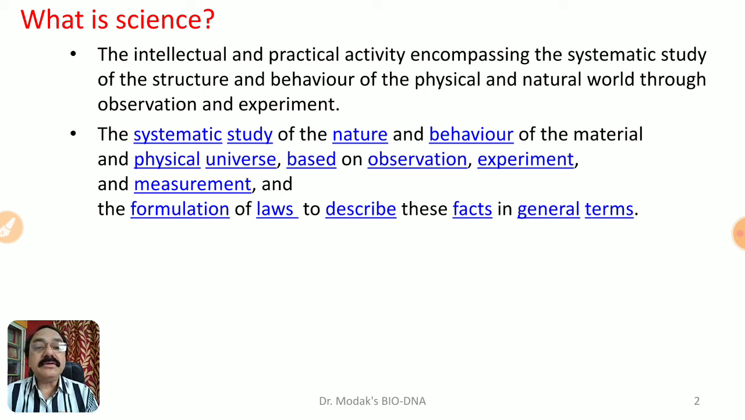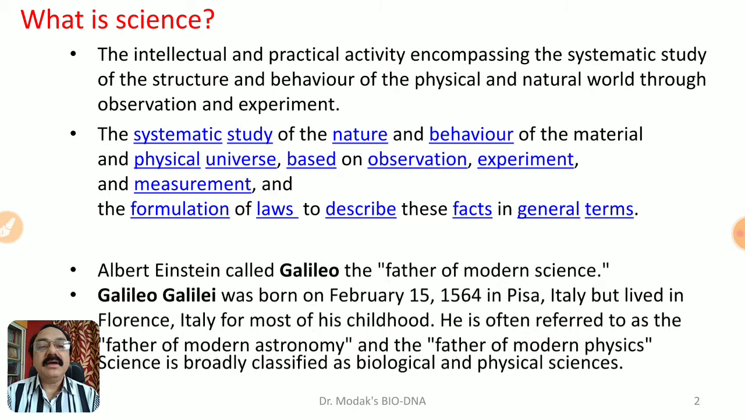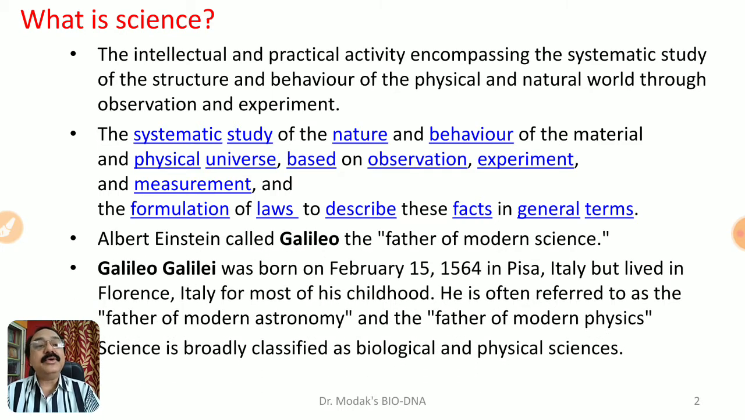Structure means what this world is made of. It is made up of elements, atoms, electrons, protons. It's a structural aspect. And how these elements behave, what are their behavioral characters, their processes, but how? Through observation and experiment. Therefore, it's a systematic study of the nature and behavior of the material and physical universe based on observation, experiment, measurement, and formulation of laws to describe these facts in general terms that could be understood by the common man. Albert Einstein called Galileo the father of modern science.